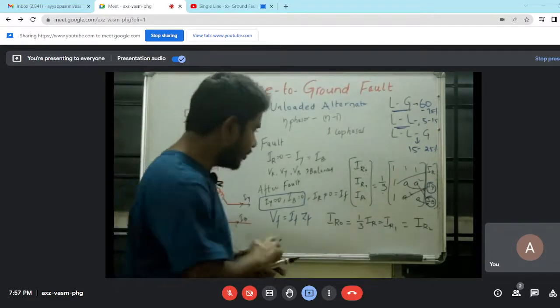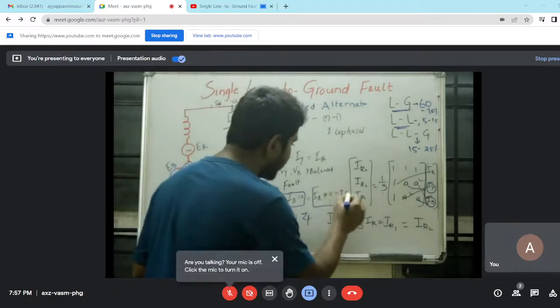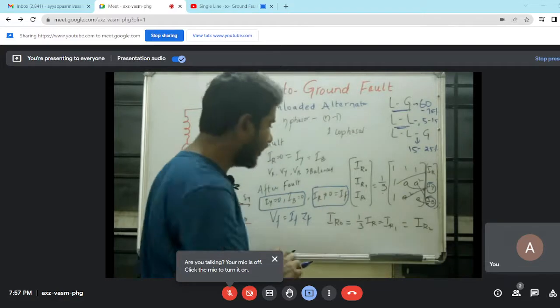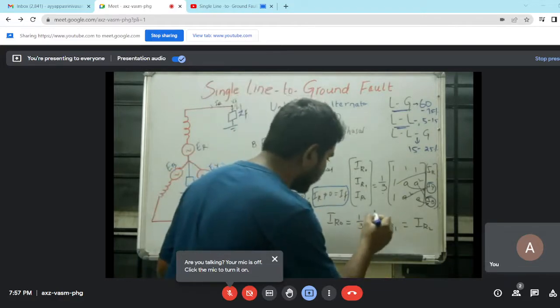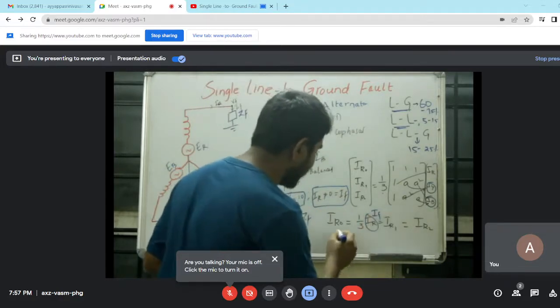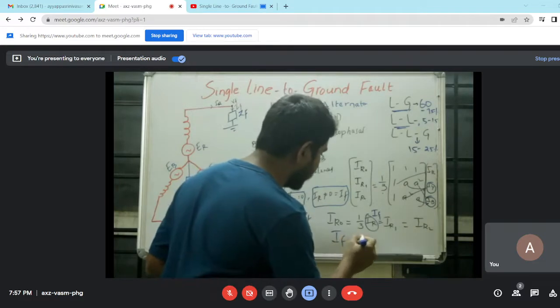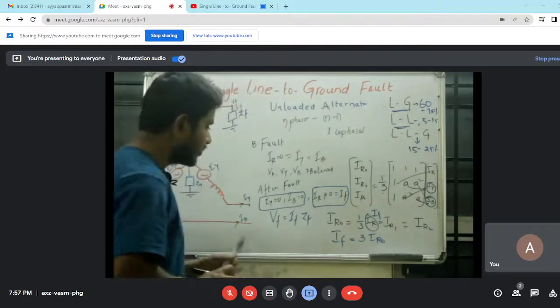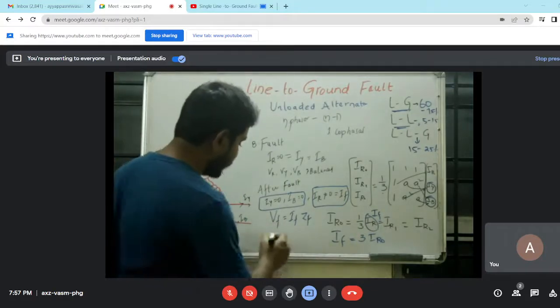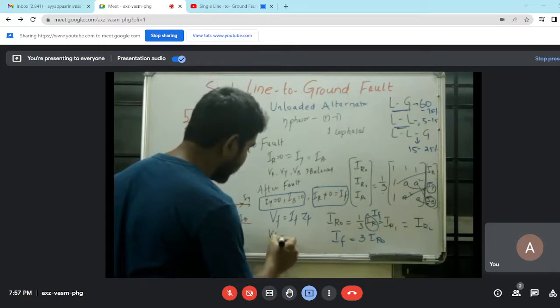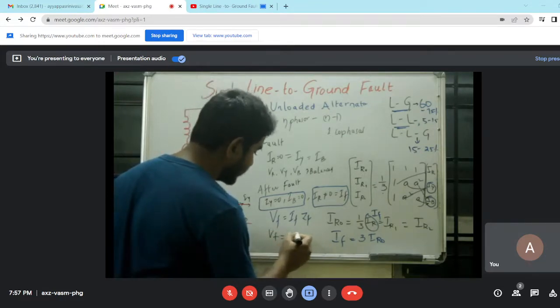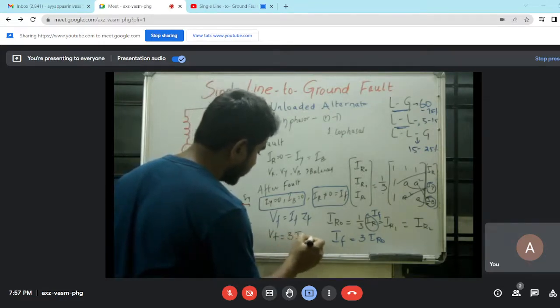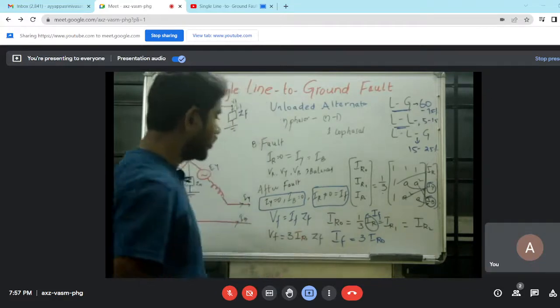Now you can see your IR is equal to IF, right? That means you can put this as IF. So from here your IF will be equal to 3 times IR0. So from here we have VF equal to IF, which is 3 times IR0, into ZF.